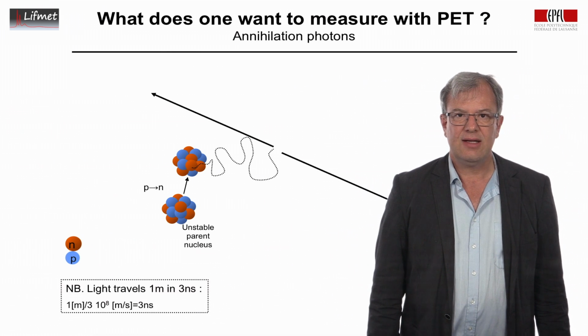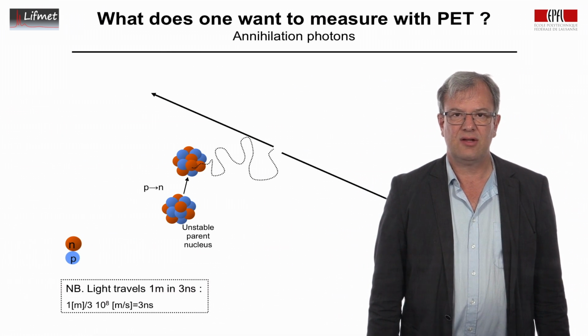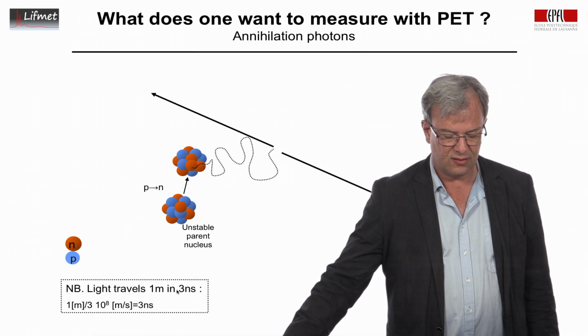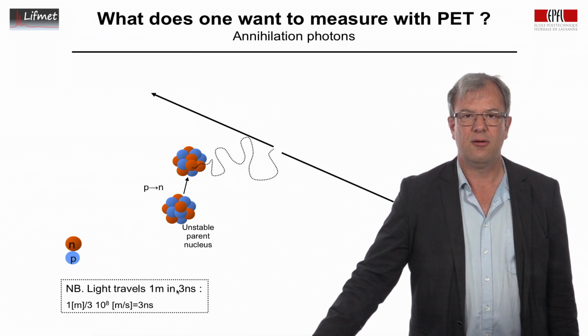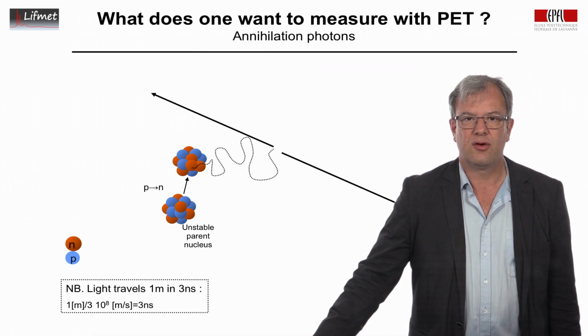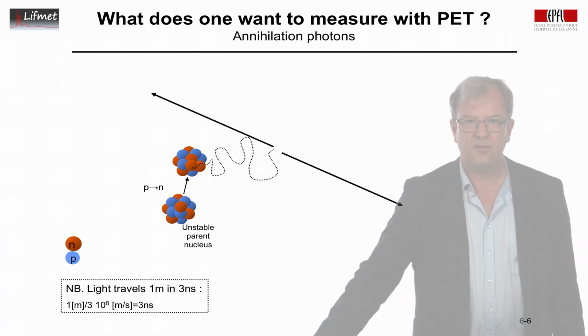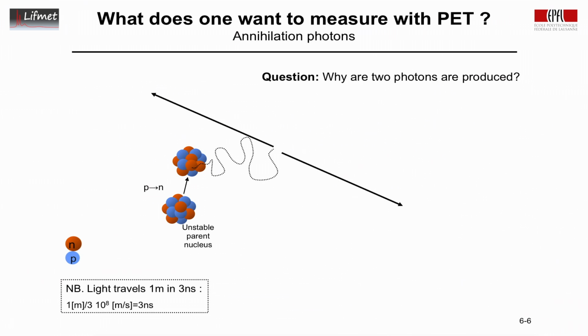To give you an idea, these X-rays travel at 3 × 10⁸ meters per second. So in 3 nanoseconds, the X-ray will have traversed 1 meter in the scanner. So now question, why are 2 photons being produced?